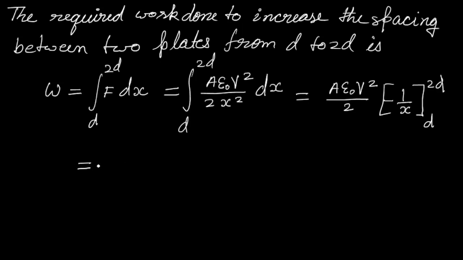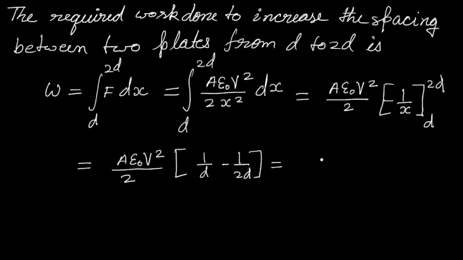And then if you simplify this, what will we get? We'll get A epsilon naught V square divided by 2, and finally putting in the upper limit and lower limit, you'll get 1 by d minus 1 by 2d. So finally the required work done will be A epsilon naught V square divided by 4d. So this is the required work done to increase the spacing between two plates from d to 2d.